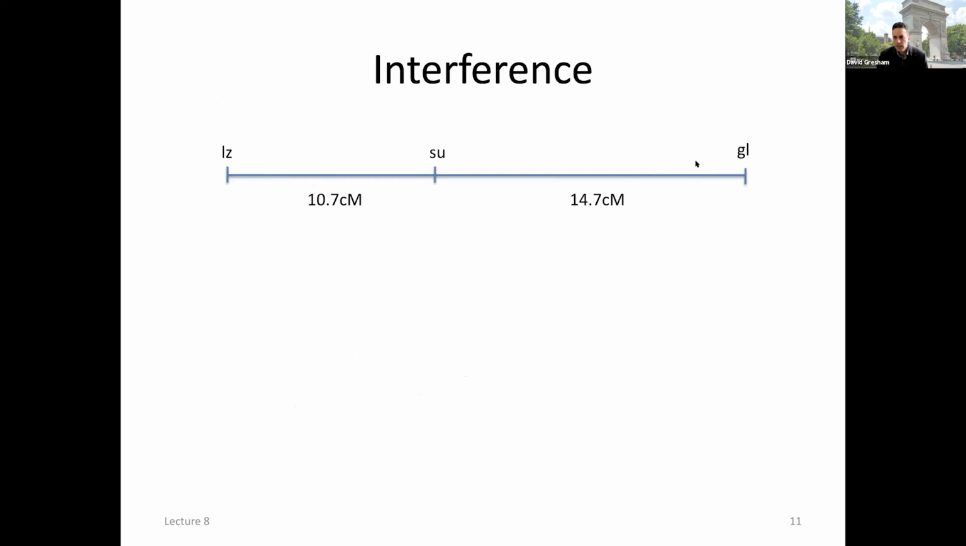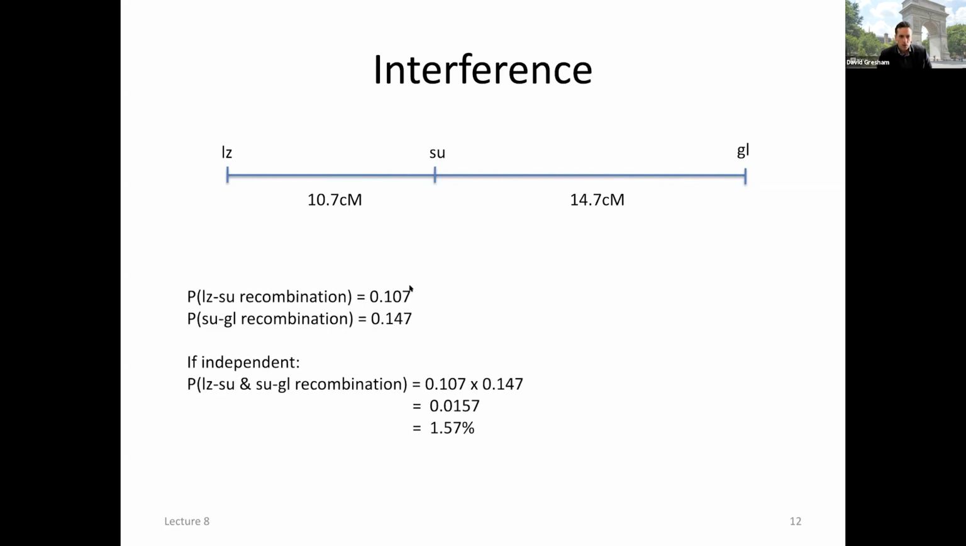And we have the genetic distance between each of those loci, 10.7 centimorgans, which corresponds to a recombination frequency of 10.7%, or a probability of having a crossover of 0.107 per 1 meiosis, or 10.7 crossovers per 100 meioses, okay? And so from this, we should be able to compute the expected frequency of a double recombination event.